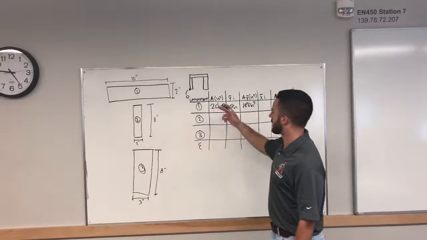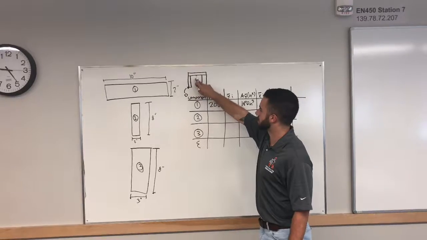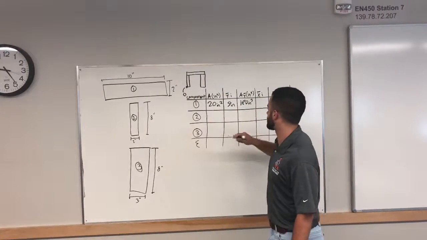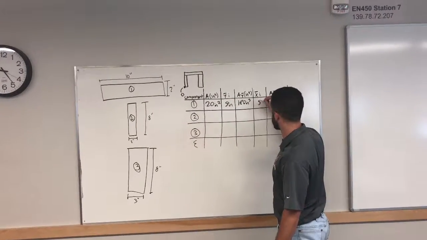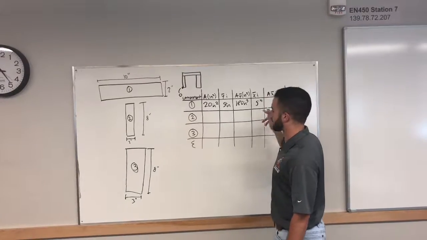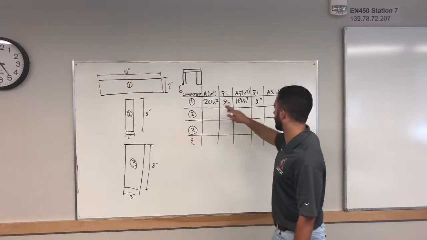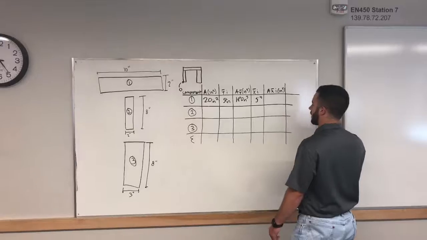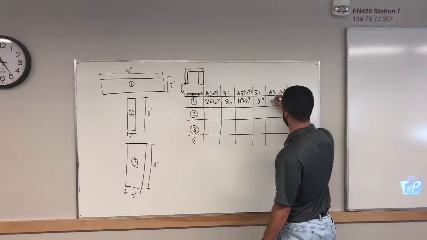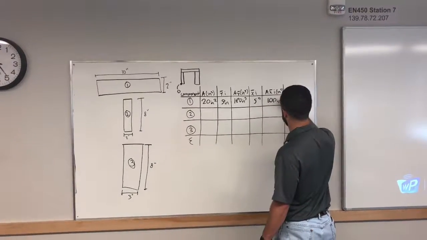For the x bar, we'll do the same thing. We'll go from the origin. Since this is 10 across, we're just going to take 10 inches divided by 2 to get 5 inches. And for the Ax, we're going to multiply the area times the x bar to get 100 inches cubed.